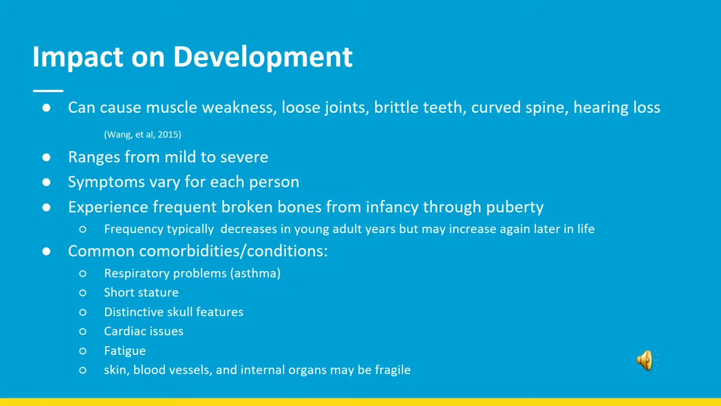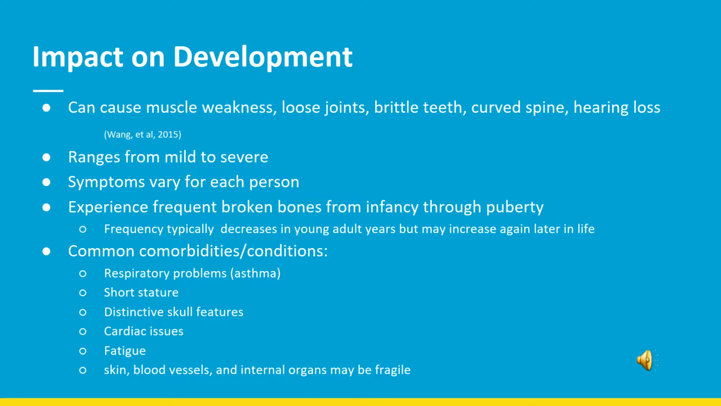There are often delays in motor skill development in children due to the osteogenesis imperfecta related muscle weakness, and it is a congenital bone disorder. Some other common comorbidities or conditions include respiratory problems like asthma, short stature, distinctive skull features, cardiac issues, fatigue, and skin, blood vessels, and internal organs could even be fragile. All patients, doesn't matter which ones, but any that have osteogenesis imperfecta will have fragile bones.